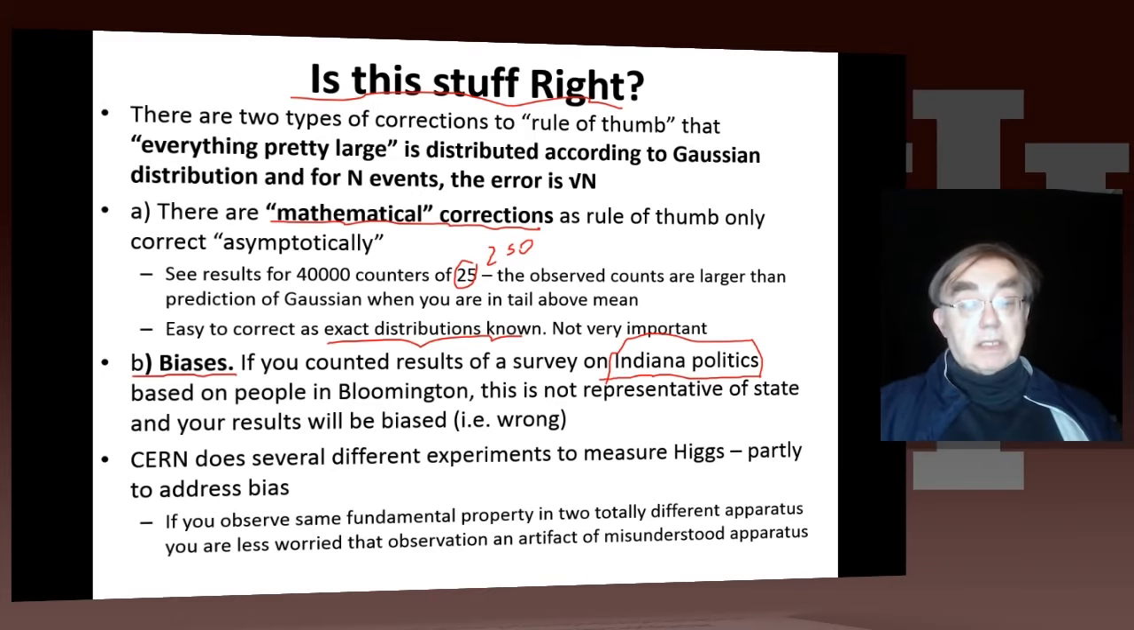Here's this example here. Bloomington tends to be somewhat more Democratic than the rest of the state. So if you survey Indiana politics in Bloomington and extrapolate to the state, you'll get completely the wrong answer. So that's a simple bias. And of course, people who are good at surveys correct for that by taking an appropriate distribution of people. Even so, different surveys, even today, give very different answers to the same thing, and a lot of that must be due to biases.